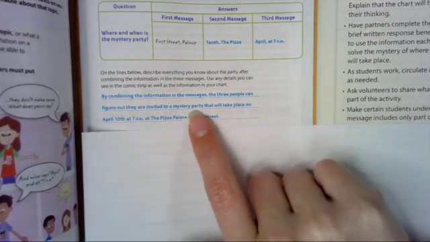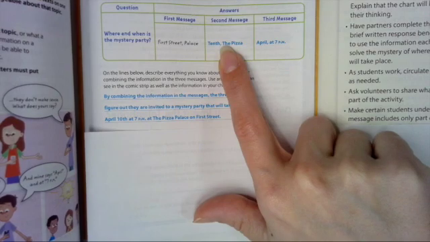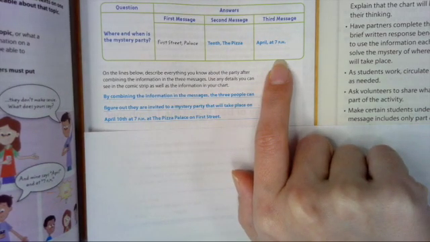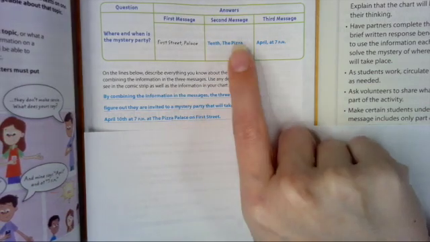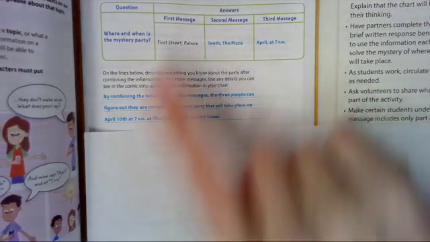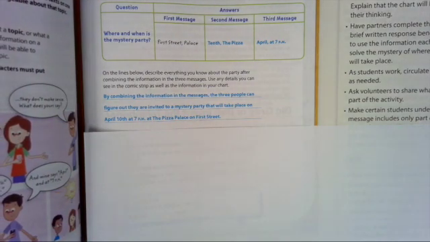A mystery party, it will take place on April 10th. April was in the last message. 10th was in the second message. 7 p.m. was in the last message. The Pizza Palace was in the second and first message out of order. And on First Street was in the first message. So yours doesn't have to be the same as this, but it should be something similar.